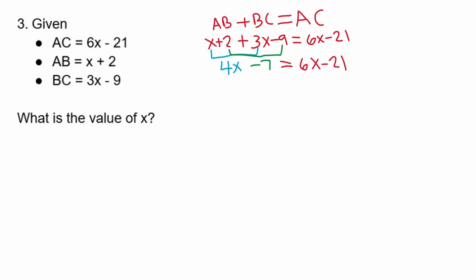Next, to solve the equation, use the inverse operations. So subtract 4x from both sides, and then add 21 to both sides to make the equation become 14 equals 2x, and divide 14 and 2x by 2 to get 7 equals x.